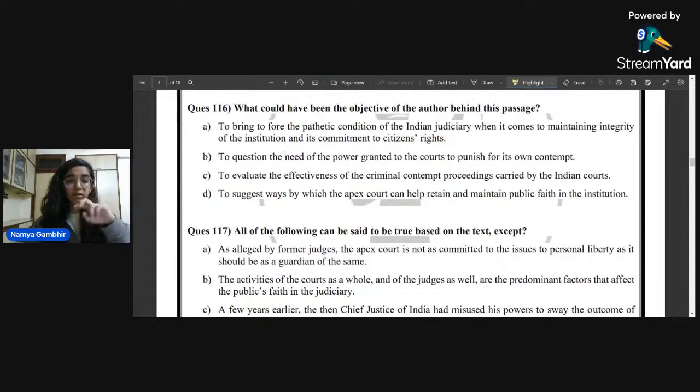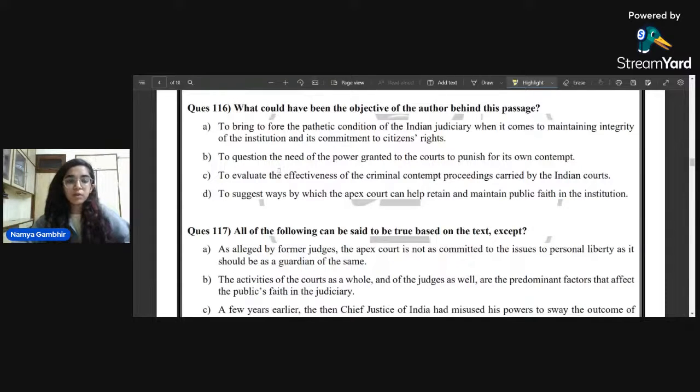Second, to question the need of the power granted to the courts to punish for its own contempt. This seems like an option that we can work out, because it is narrow in scope, very much limited to what the passage was talking about. The third option says, to evaluate the effectiveness of the criminal contempt proceedings carried out by the Indian courts. The third and second options may seem very close, but the difference is that the second option questions the need, and the third option focuses on the effectiveness of the proceedings. We are not talking about the whole procedure of those proceedings. That's not what the author is focusing on. The author is focusing on the power: is there an actual need for a provision for contempt proceedings in itself?